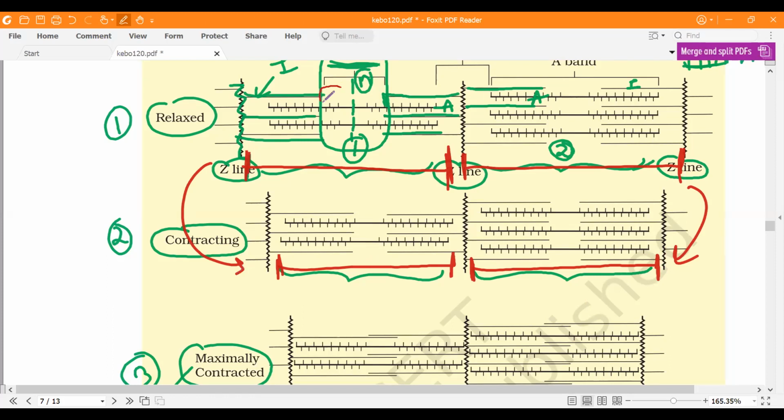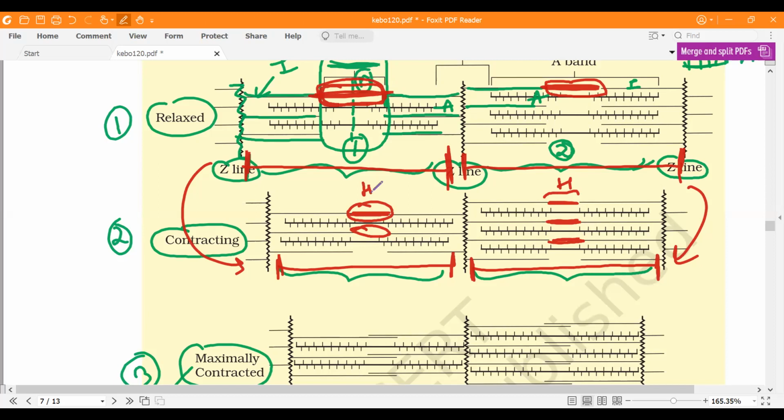If you take this area, look at where I am highlighting, it has also decreased. This area, the H zone, has also decreased. See, the H zone was this much big. Now it has reduced to this much. This is the H zone. Got it?